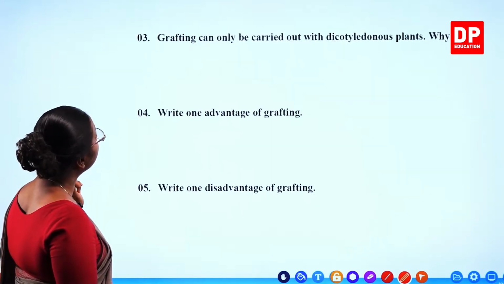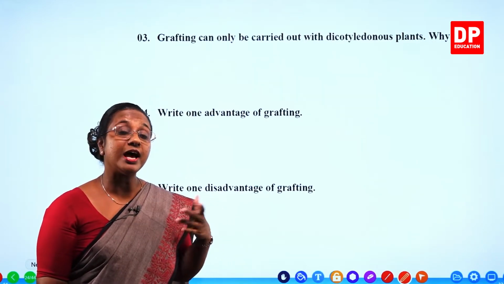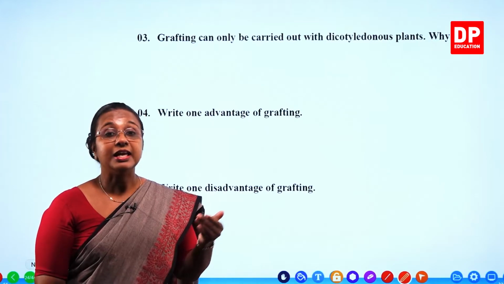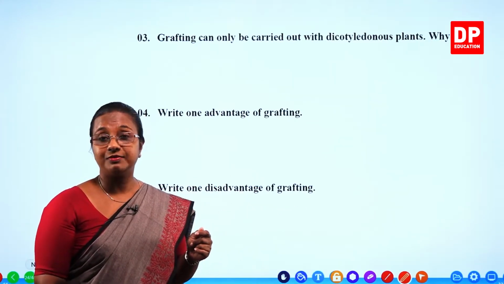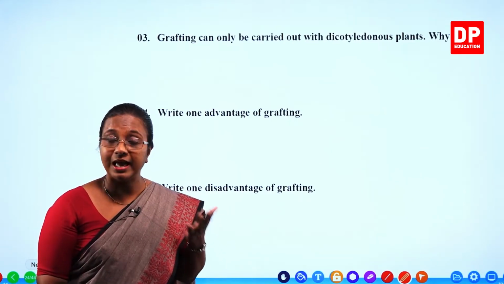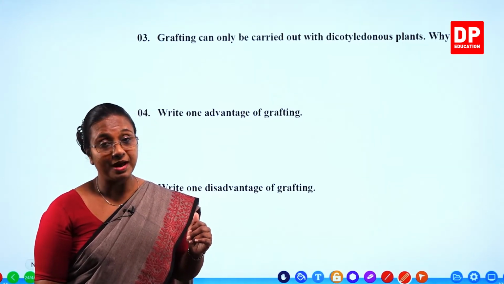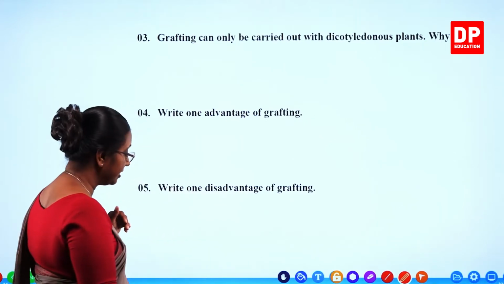Part 3, grafting can only be carried out with dicotyledonous plants or dicot plants. What is the reason? I just told you all that. In fusing of stock with scion, especially with twig grafting, you need to have a cambium. The plants need to have a cambium. And cambium is present only in dicot plants. So therefore, it can be carried out only with dicotyledonous plants.